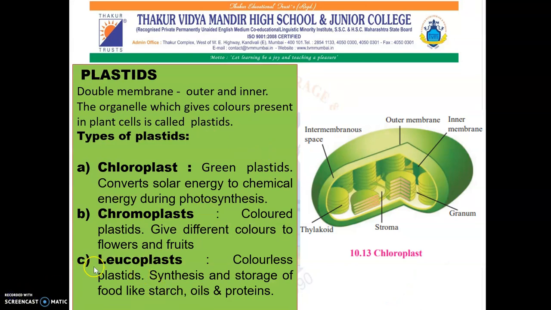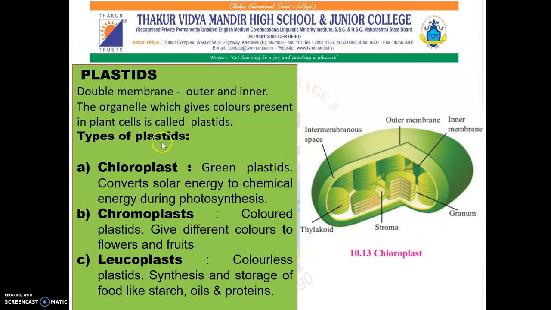Plastids. Okay students, do you know why plant leaves are green in color and why flowers are available in different colors like red, yellow, orange or blue? The organelle which gives such colors is present only in the plant cell and it is called plastid. It has double membrane and it is of two types. In the structure you can see it has inner membrane and the outer membrane, and there is intermembranous space between the two membranes. The inside of the plastid contains granum, stroma and thylakoid.